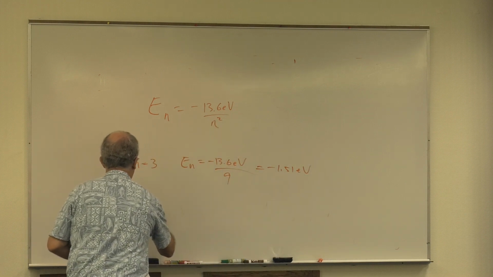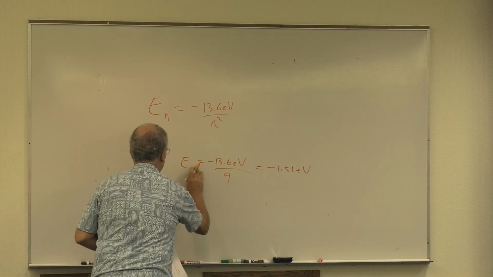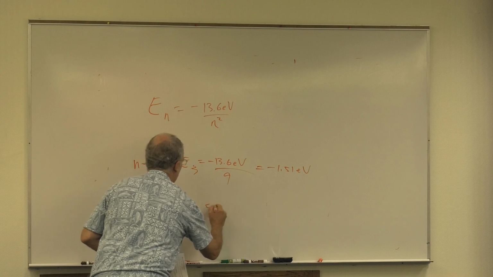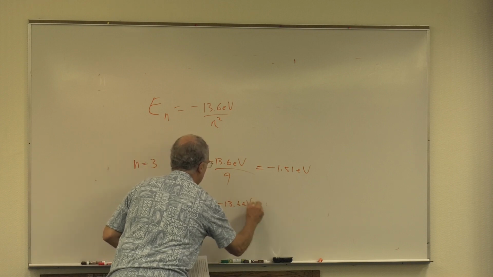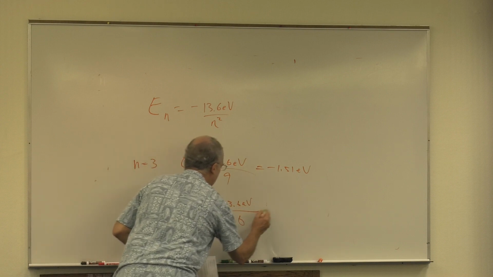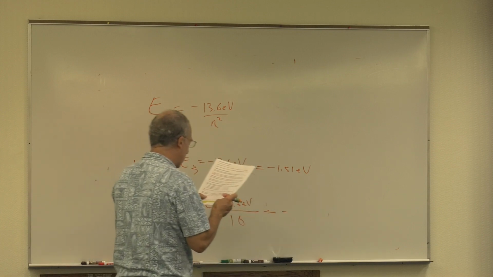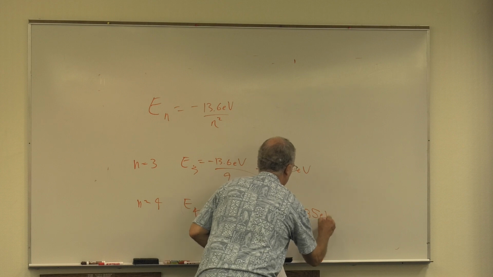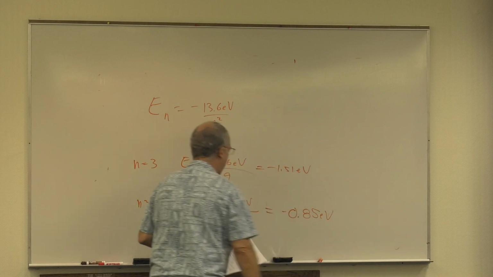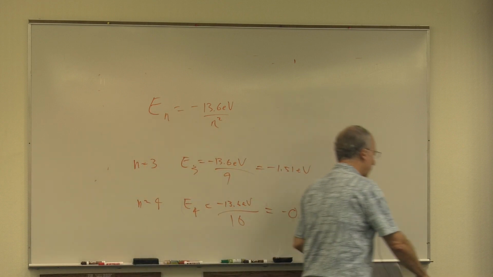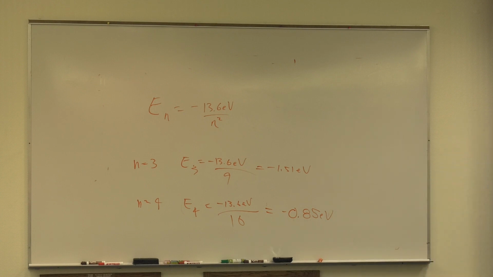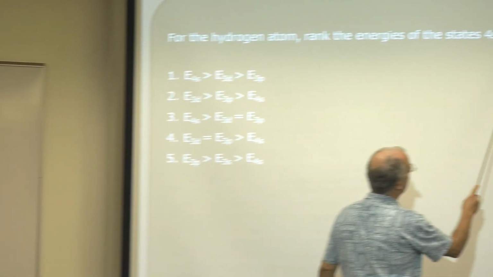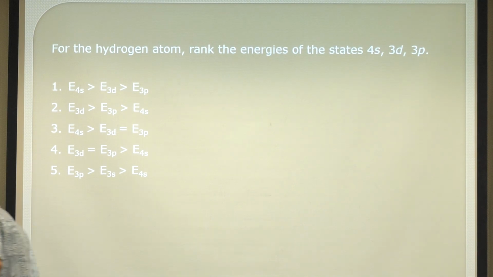If we have n equals 4, E_4 equals minus 13.6 electron volts over 4 squared, or 16, and that's minus 0.85 eV. Now notice, remember, for hydrogen, the energy only depends on n, so I don't care if it's a 3d or 3p, same energy. Remember, that's only true for hydrogen.